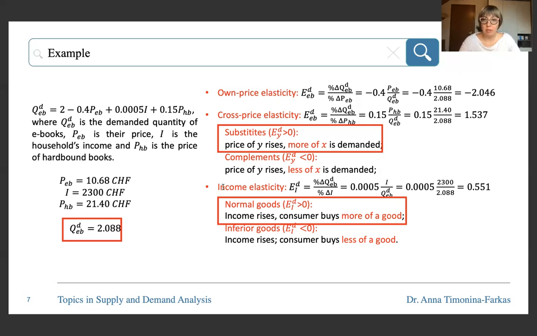For the income elasticity, we plug in the tangent corresponding to the income and the income itself divided by the quantity purchased. We get 0.551. Again, in case the elasticity is positive, we are talking about normal goods, which means that if the income rises, the consumer buys more of this good. In this case, electronic books are normal goods.